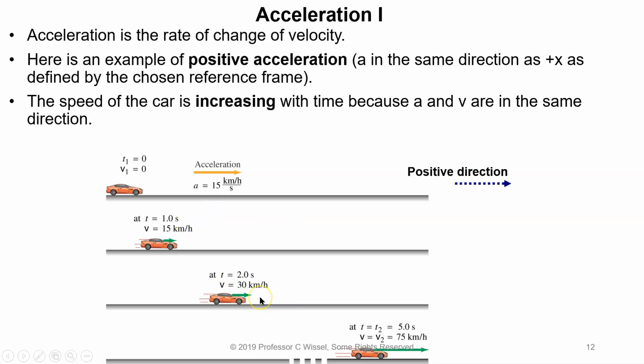After 2 seconds, he's up to 30 kilometers per hour. That's 2 times the acceleration. After 5 seconds, he's 5 times 15, which is 75 kilometers per hour. Notice this vector is increasing all the time. That's what acceleration does. It increases the speed. Acceleration is constant, but the speed is increasing.